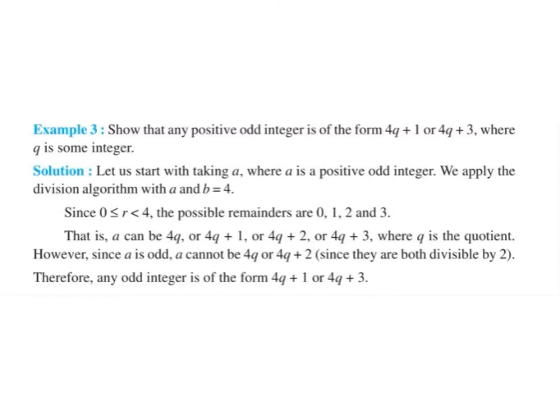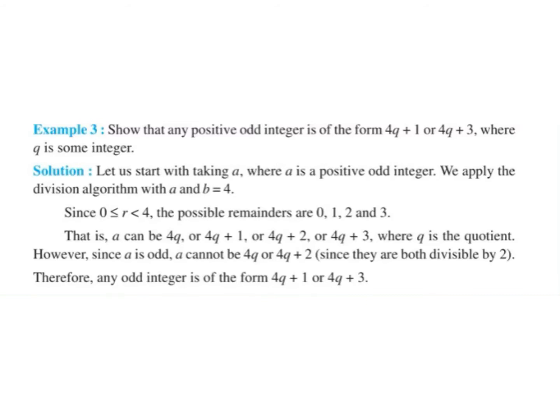Example 3. Show that any positive odd integer is of the form 4q plus 1 or 4q plus 3 where q is some integer. So let us take a as any positive odd integer and b is equal to 4. So we can write a is equal to 4q plus r. Now remainder r is smaller than 4. So r can be 1, 2, 3, and we know that remainder can be 0 also. So values of r which are possible over here are 0, 1, 2 and 3.